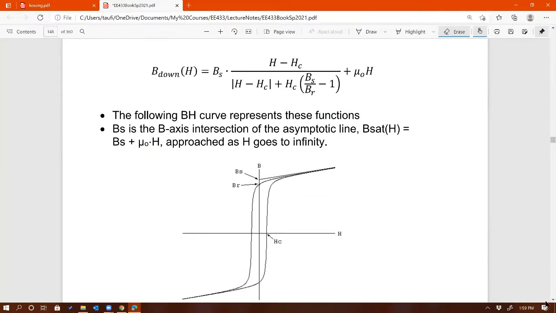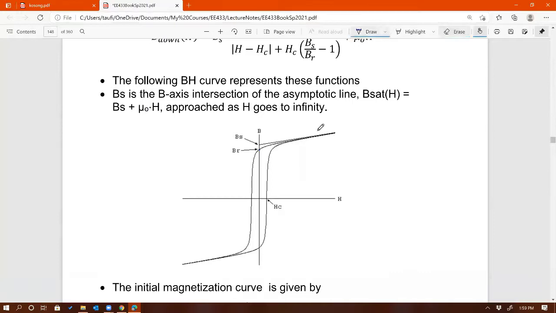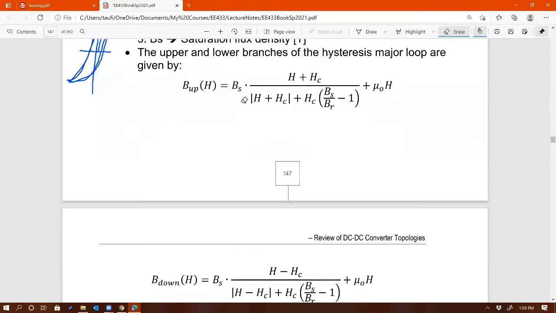And oh yeah, I was going to say, this BH curve consists of two functions, the up and down. The up is right here, up and down, and up and down. So it consists of two functions. The up function is right here, given in terms of those parameters, B of S, B of R, and then H of C.